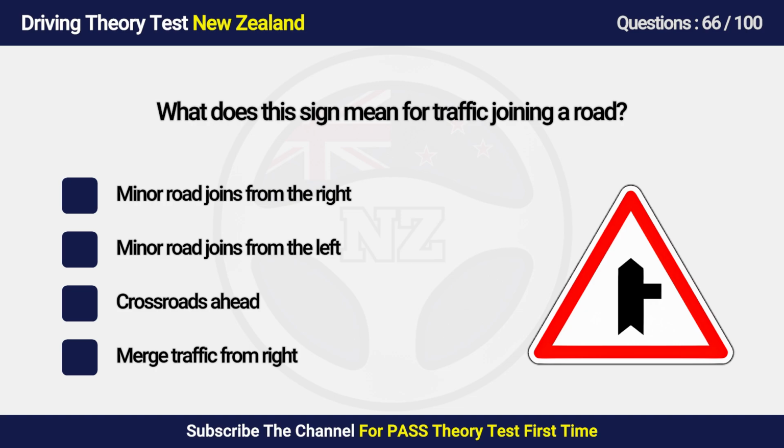A. Minor road joins from the right. B. Minor road joins from the left. C. Crossroads ahead. D. Merge traffic from right.